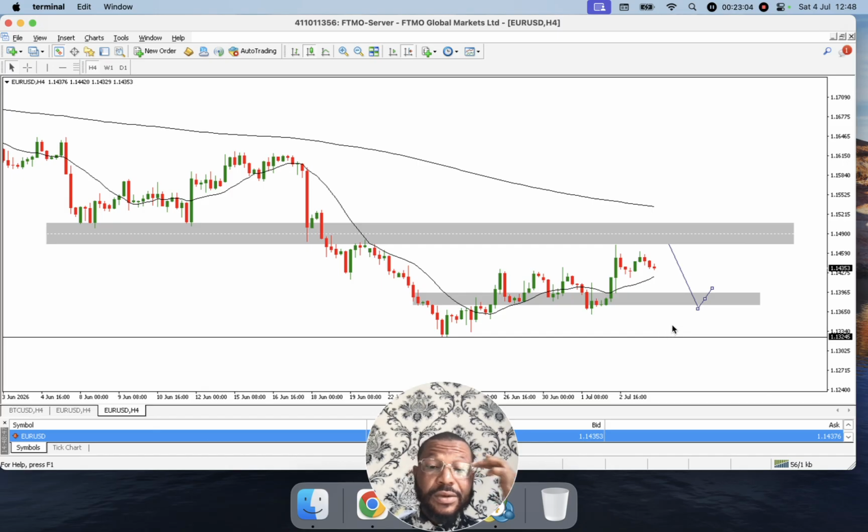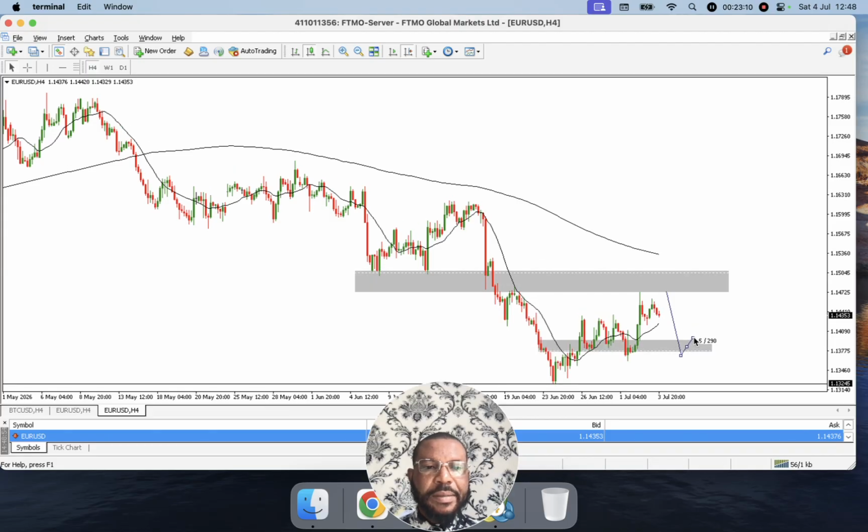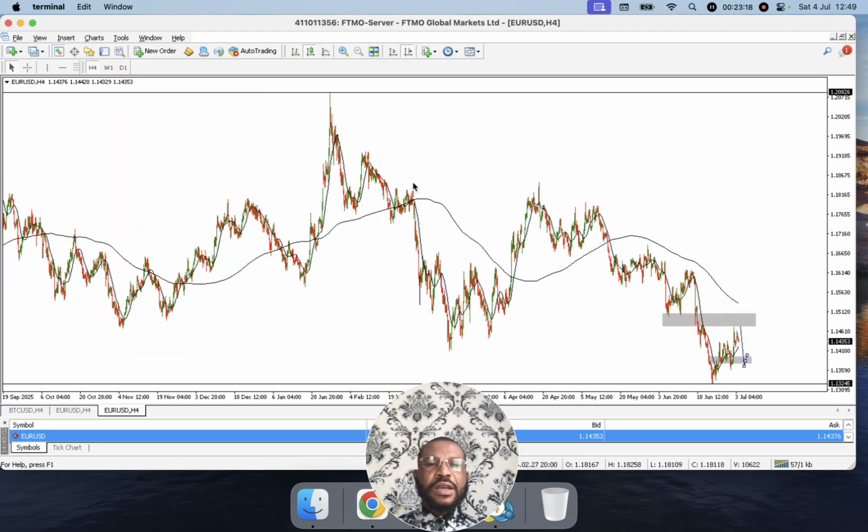Do you understand, guys? So in the coming days for the Euro USD, I'm waiting for a pullback into this area. When price pulls back to this area and the buyers come in, I'll join them. This is where I'll be buying the Euro USD from.